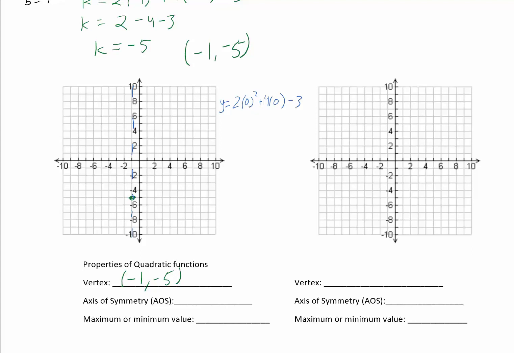So when we simplify this, 0 squared is 0, times 2 is 0. 4 times 0 is 0. So in this case, y equals negative 3. So when x is 0, y is negative 3. So that point would be right here.